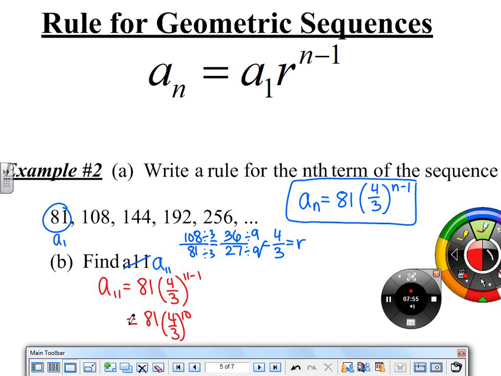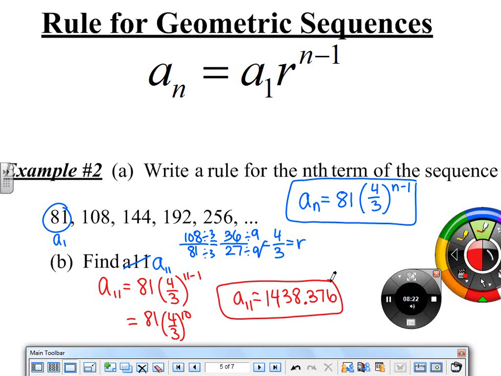I don't expect you to do 4/3 to the 10th power by hand. I would use a calculator. So in our calculator, we would raise 4/3 to the 10th power times 81, and we would get that our 11th term is 1,438.376. I'm just going to stop the decimal there.